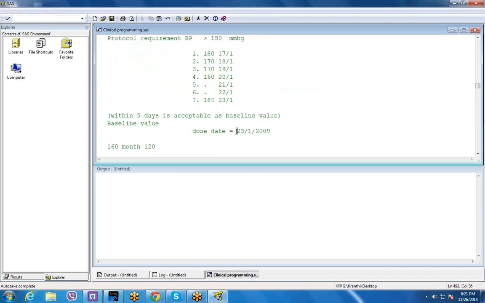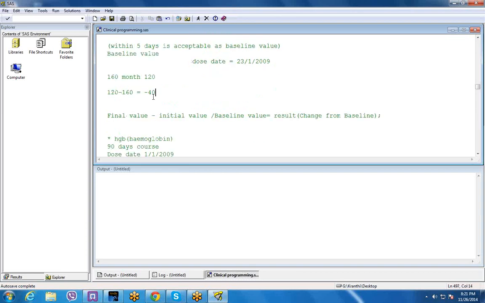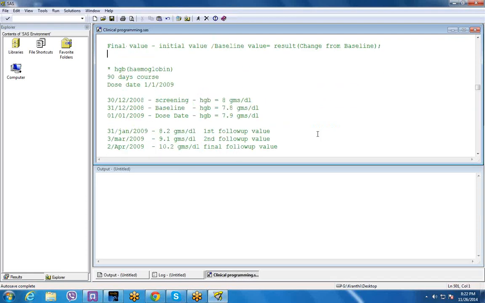Here we give the dose on 23rd January. Initially the baseline we are taking as 160. Then after 1 month of treatment, blood pressure was showing 120. So 120 minus 160, the change from baseline is minus 40. How are we calculating? Final value 120 minus initial value 160. The initial value is nothing but the baseline. So final value minus initial value, or baseline, equals the result. That is change from baseline.